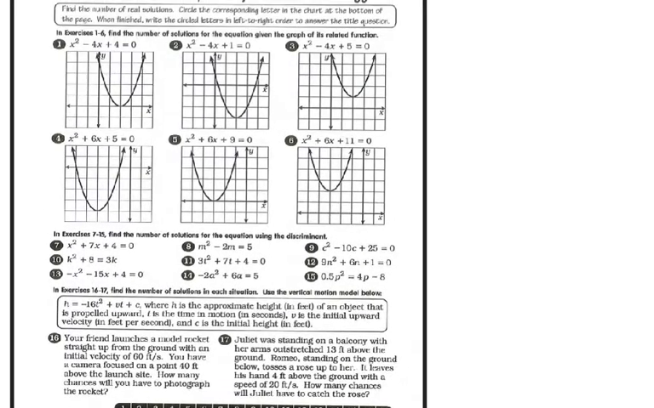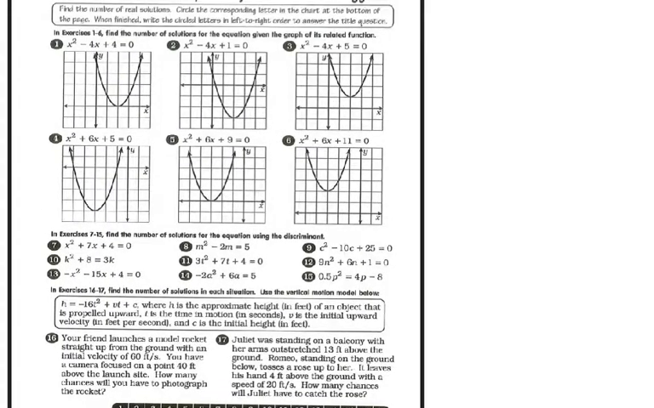Okay, this is day 2 of the discriminant, and the rest of the page I think you'll be fine on. The first 6, you should be able to look at the graph and see how many solutions it has. If not, you can always use the equation and find the discriminant. If it's positive, it'll have 2 real solutions. If it's 0, it'll have 1 real solution, and if it's negative, it will have 0 real solutions.